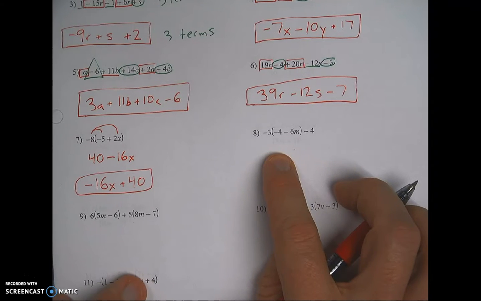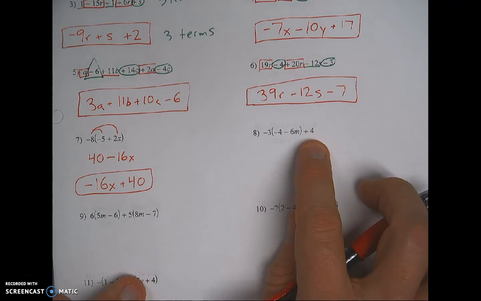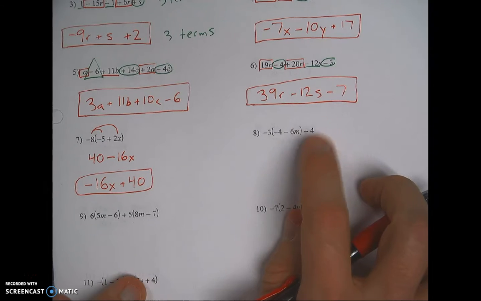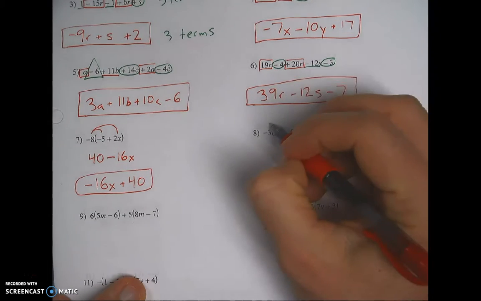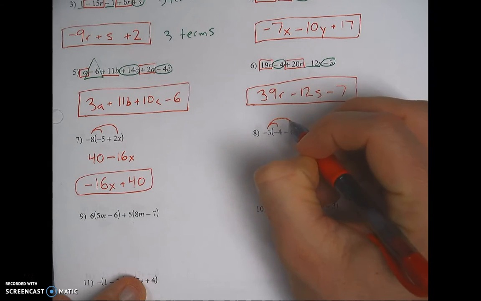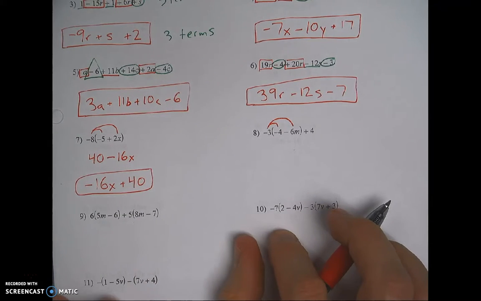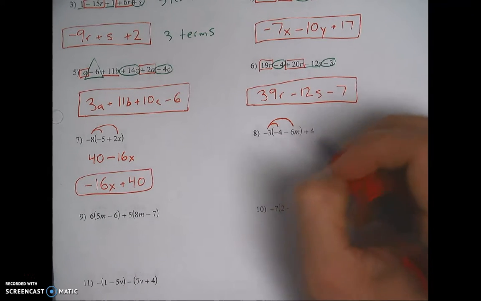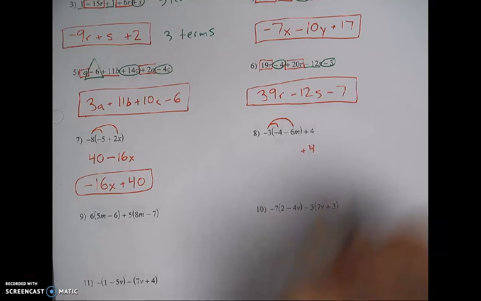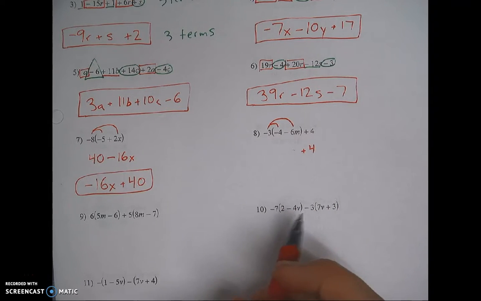So number 8, we looked at these right before break. We've got this extra little plus 4 that's not affected by the distributing because the negative 3 is getting multiplied by everything on the inside. But this 4 is just a plus 4. So it actually hangs around for one more step. So you can bring the plus 4 down.